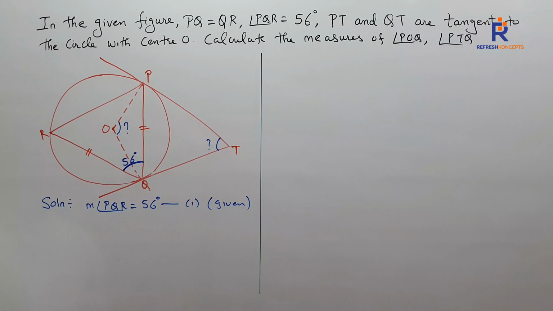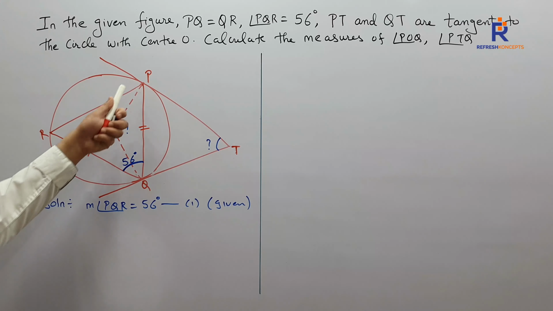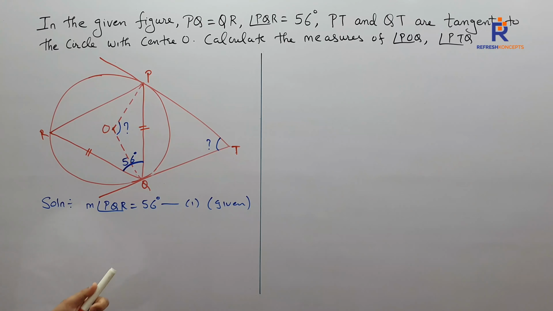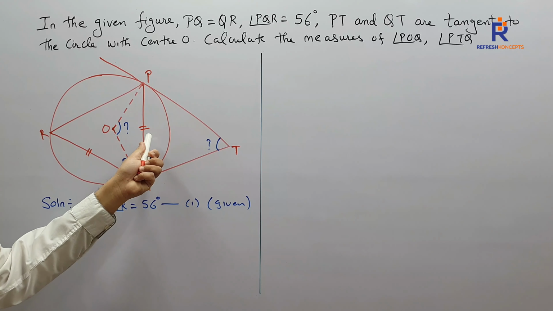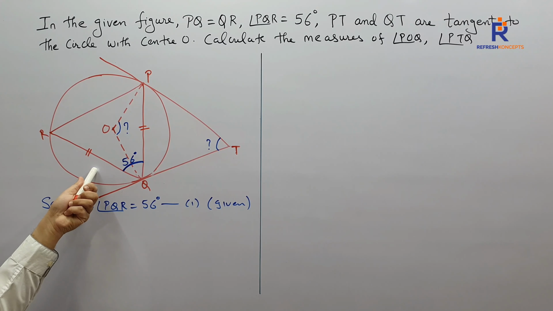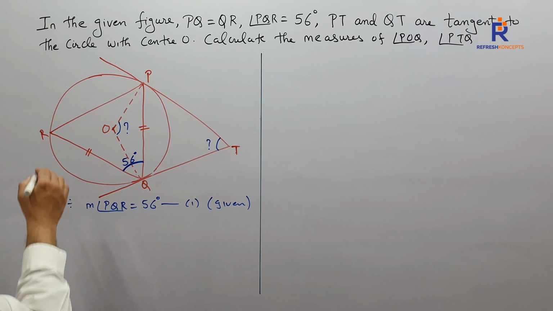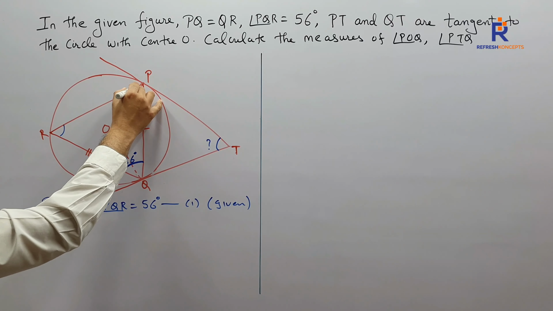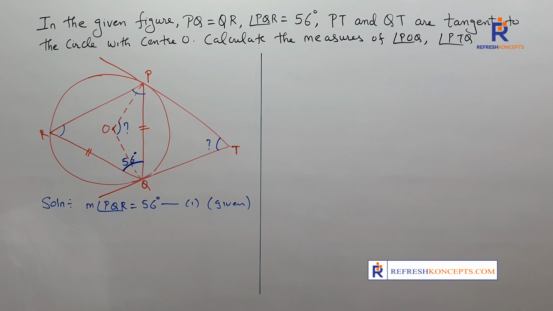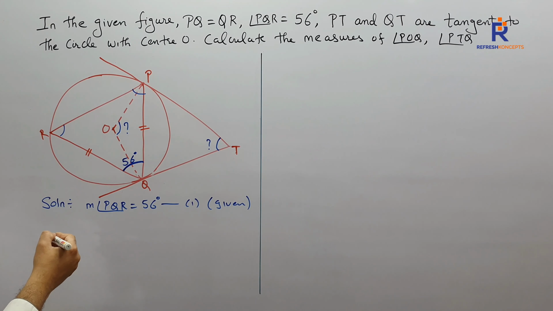Now children, what do we see in triangle PQR? In triangle PQR, when it is given to us that PQ is equal to QR, don't you think it's an isosceles triangle? In an isosceles triangle, the base angles are going to be equal. So, can I proceed with the base angles?